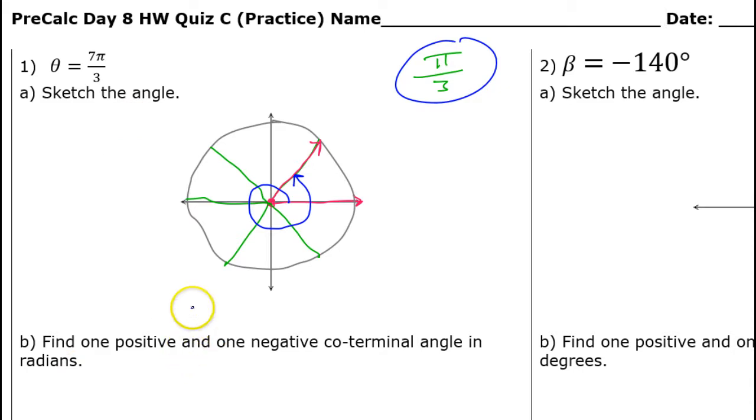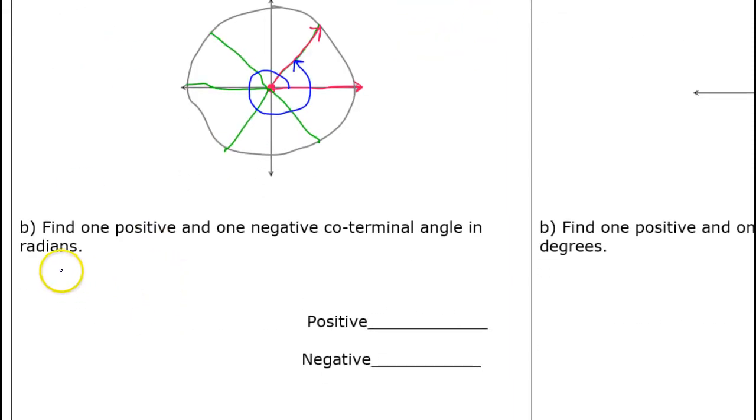This 7 pi over 3 is a positive angle. If I want to find a positive coterminal angle, that just means I could go all the way around the circle. That will give me a coterminal angle, another angle that's going to land on the exact same spot. So if I start with 7 pi over 3 and go all the way around the circle again, that's going to be an extra 2 pi. So it's a matter of what's 7 pi over 3 plus 2 pi. That will give me another positive angle that is coterminal.